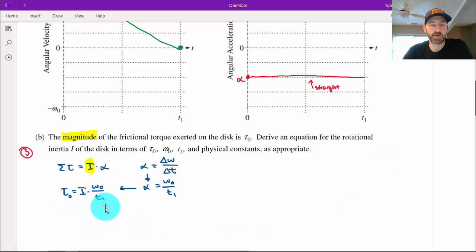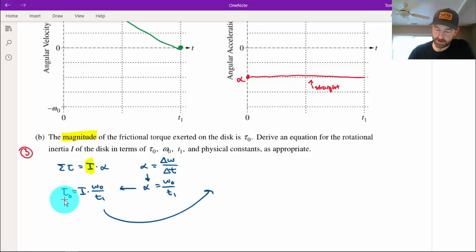And so I've got this expression here where I've replaced my alpha, and I've replaced the sigma tau for the net torque with the torque that does exist. Technically that delta omega should be negative and the tau naught should be negative, but they're saying magnitude, so we have a negative on both sides. We can just drop it and we'll be fine. The last step is then to just take this and solve it for I.